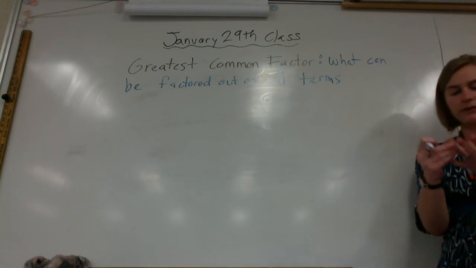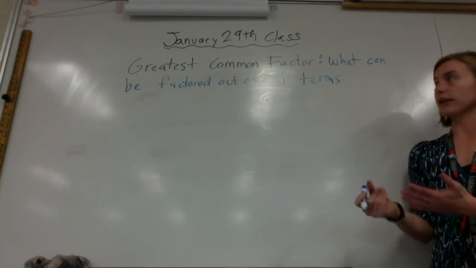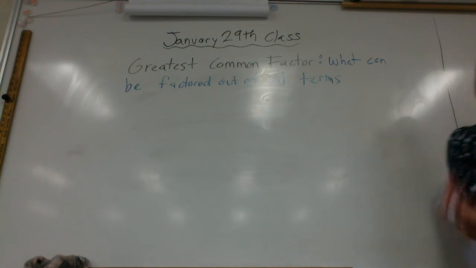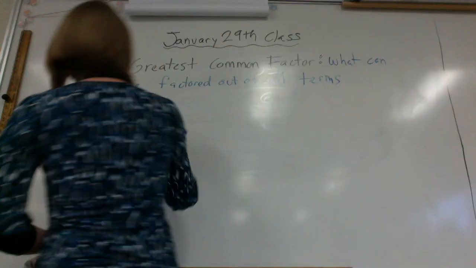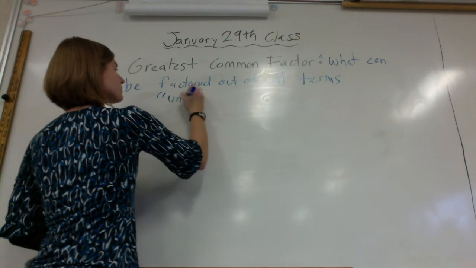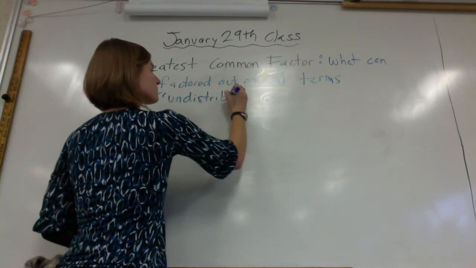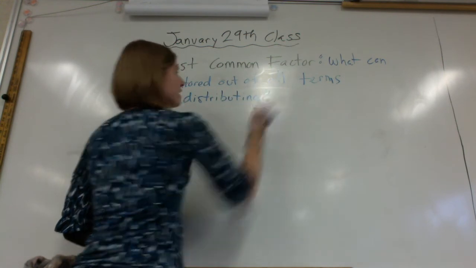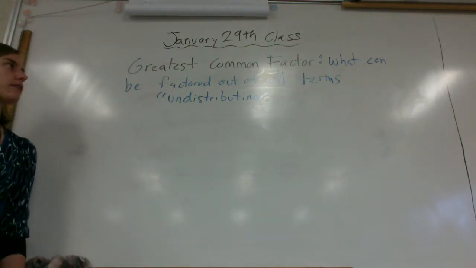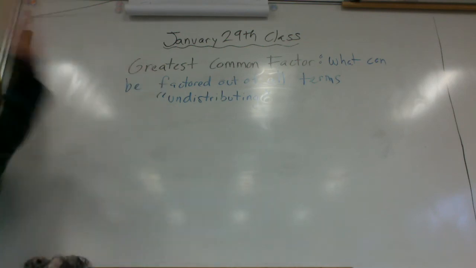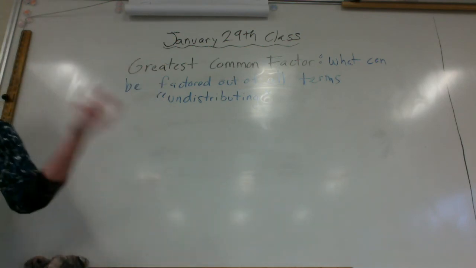So whenever, in third or fourth grade, you guys learned a definition of the greatest common factor. It's now going to be taken a little bit further, and it's just whatever you can multiply out of all terms. So it may be a number, but it may also be variables as well. You can kind of think of it as undistributing. Distributing is like we multiplied everything by 3, and in finding the greatest common factor, we're taking back out that 3. So it's going backwards from distributing.